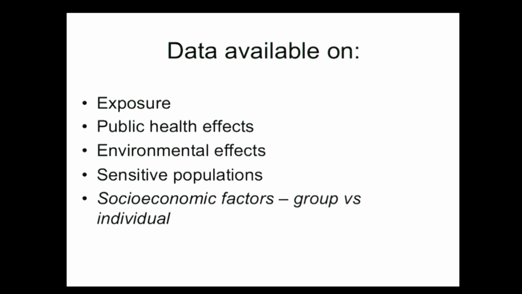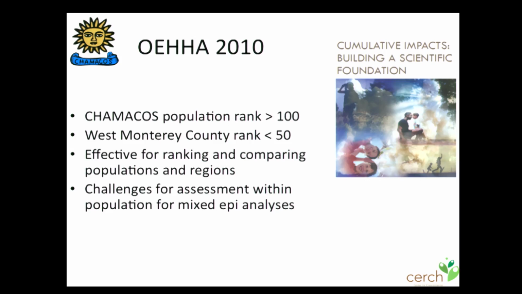Clearly, we have a lot of information for our CHAMACOS population, including exposure, public health effects, environmental effects. We have some data on sensitive populations. I didn't present that, but we've looked at genetic factors. And then we also have a lot of information on socioeconomic factors, both group and individual level. If you take that and apply the OEHHA framework, you basically get a population rank, at least in our population, of over 100, which is relatively high.